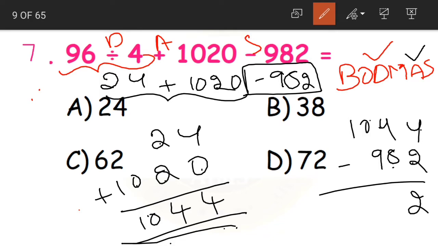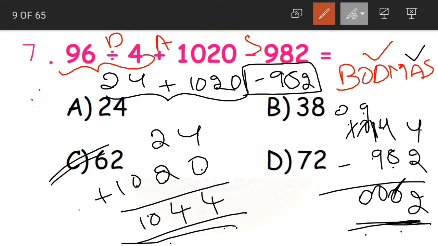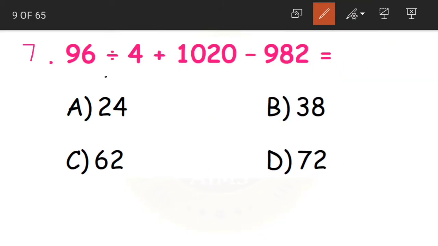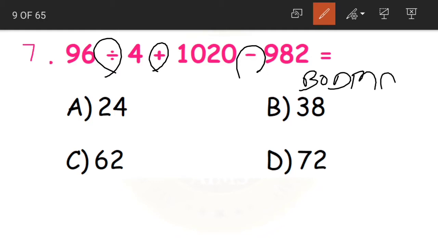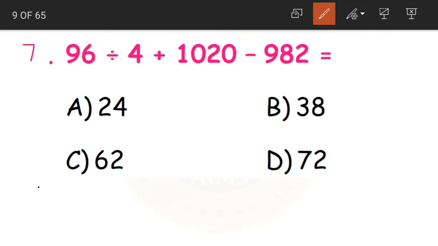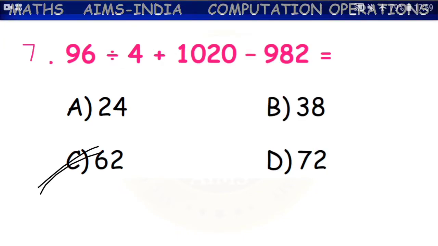4 minus 2, 2. 4 minus 8 is not possible. So we'll borrow. 14 minus 8, 6. 9 minus 9, 0. And 0 minus nothing is again 0 here, right? So what is the answer? 62 is our answer, option C. Now how did we solve this? Using the BODMAS rule. Brackets of division, multiplication, addition and subtraction. Clear, children? The correct answer is option C, 62.